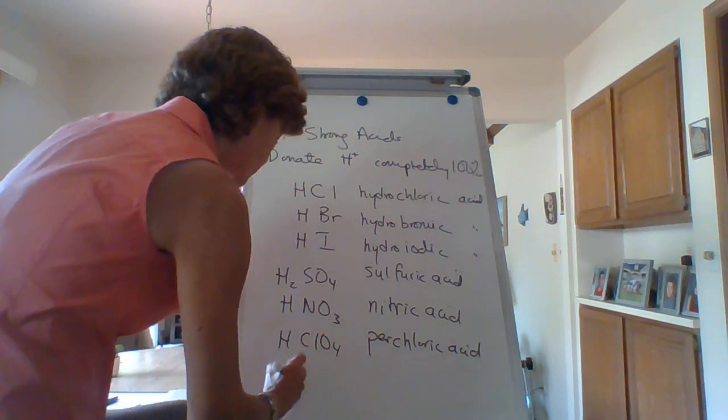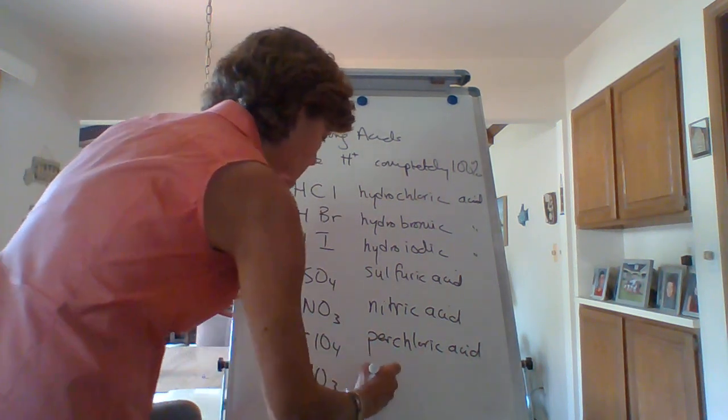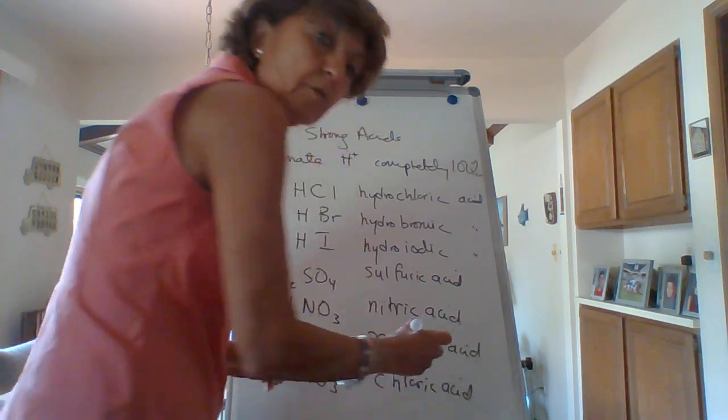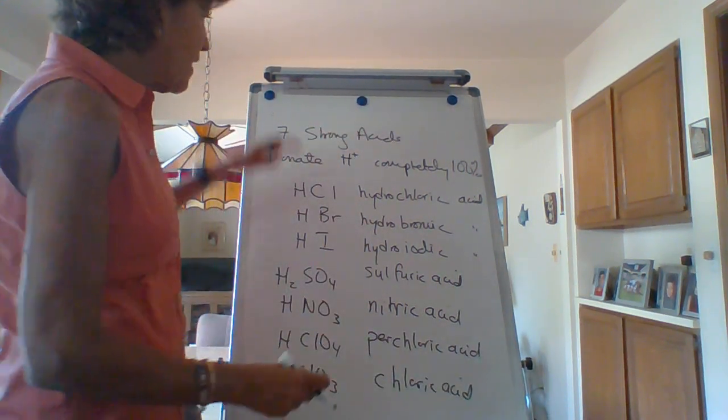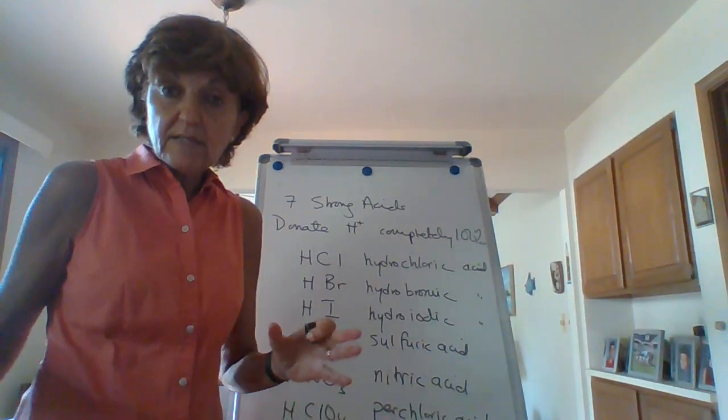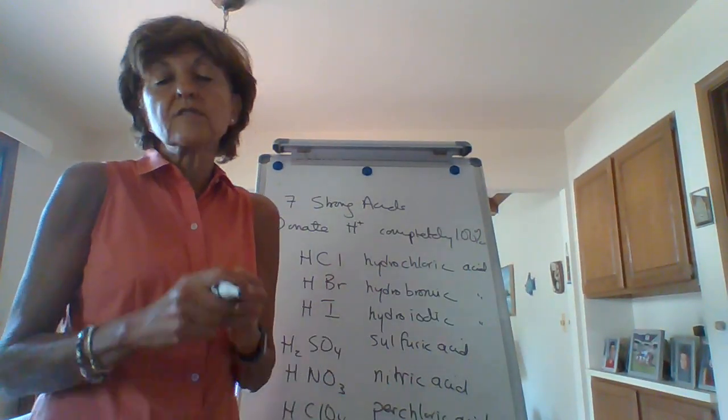And then HClO3, this is chloric acid, because you recognize the chlorate polyatomic ion. Okay, these are the 7 strong acids. All other acids are considered weak.